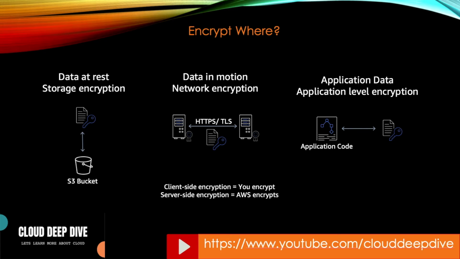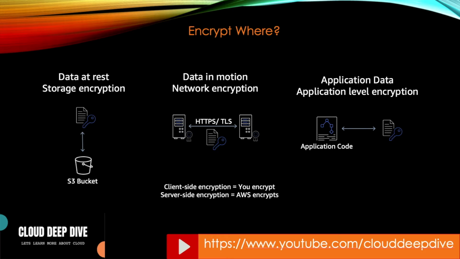Second is data in motion. Sometimes we also say data in flight. When the data is going from your computer to the server, it might be going via the internet or by some other mechanism. At that time, the data should be encrypted, and we call it data in motion. That type of encryption is known as network encryption. For that, we normally use an HTTPS or TLS connection, which secures your connection and creates a tunnel of sorts. Whatever data is going through that channel is encrypted by HTTPS or TLS.